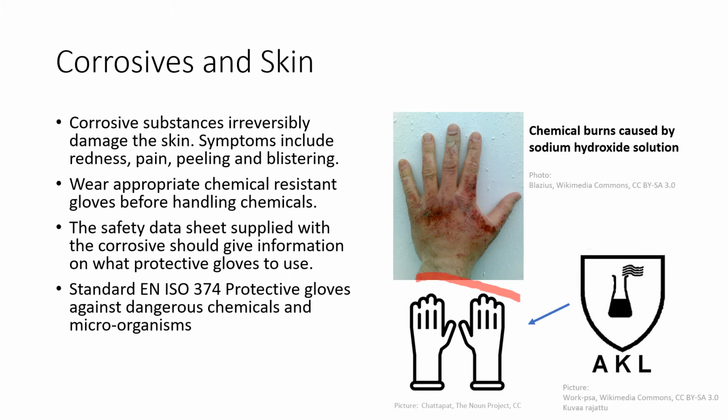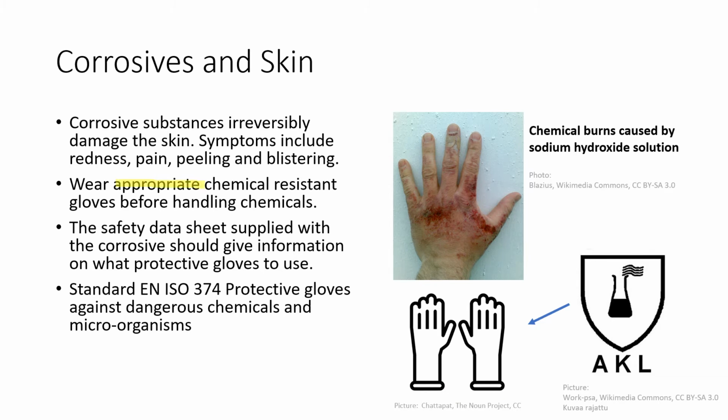Gloves, käsineet, must be worn whenever you are handling corrosive chemicals. Thin disposable nitrile gloves are the most common gloves used when handling chemicals. However, it is important to remember that they provide only limited short-term splash protection. Nitrile has poor resistance to concentrated acids.